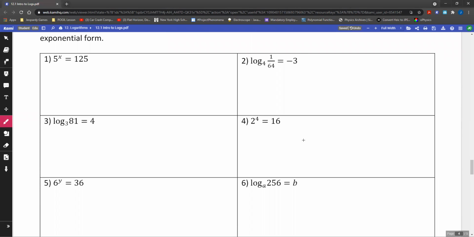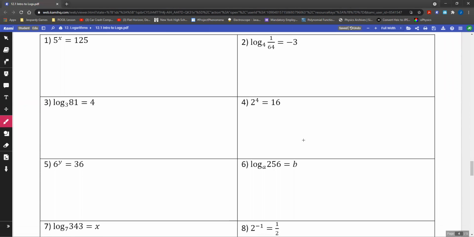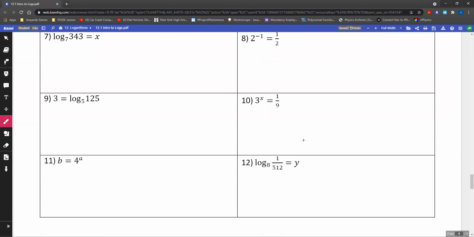So what I want you to do is, I'm not going to go over the independent work because it's very similar to the homework and everything that we've been doing. So I want you to submit the independent work as well as everything else. So you should be submitting your do now answers, your guided practice answers that we've gone over, independent work, and homework.